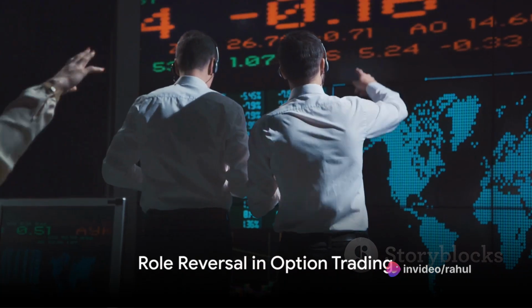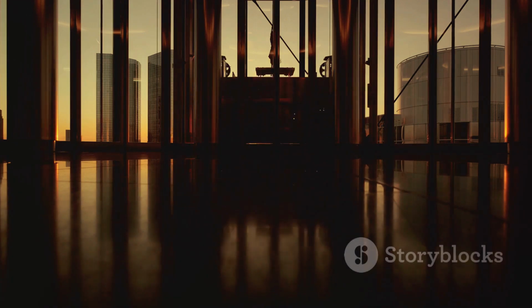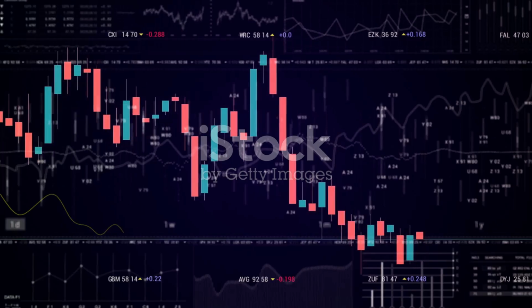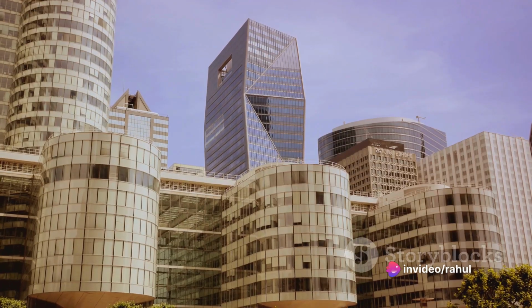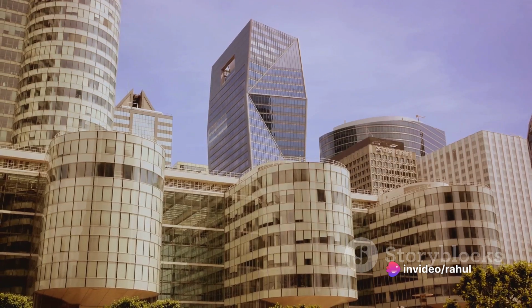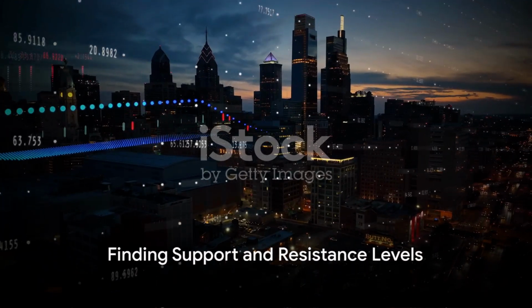Now imagine this scenario. You're in a room where the floor and the ceiling keep changing positions. Sounds disorienting, right? That's exactly what happens in option trading. When prices break through the floor, it often becomes the new ceiling and vice versa. This phenomenon is what traders call role reversal. So, how does one find these elusive levels?